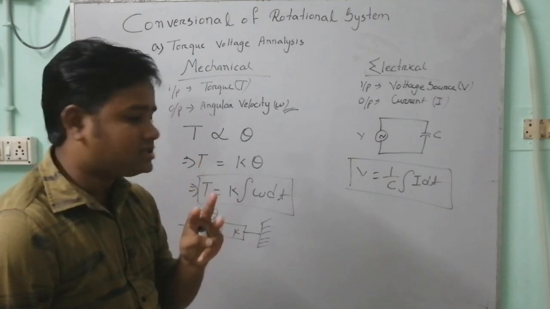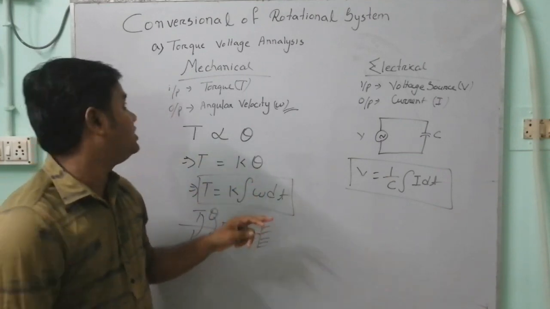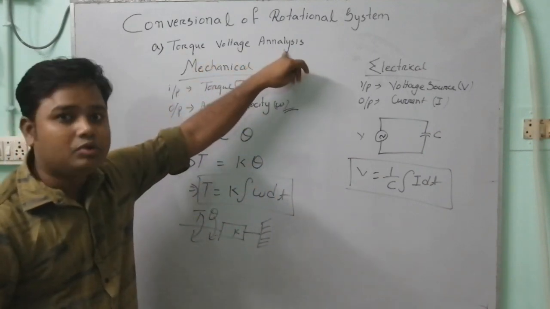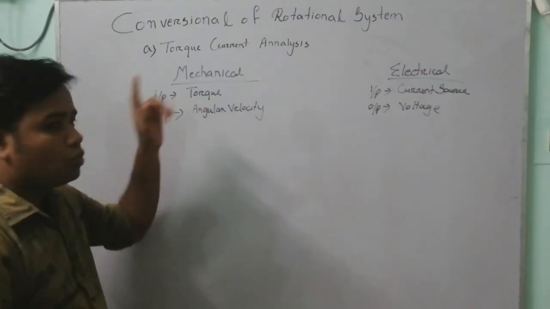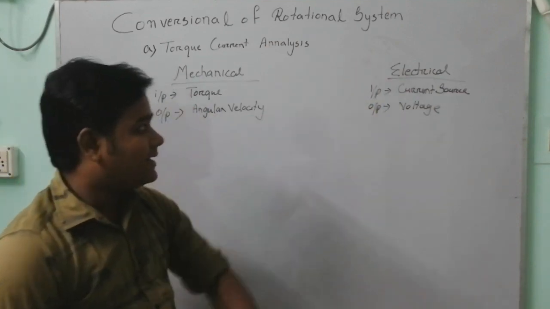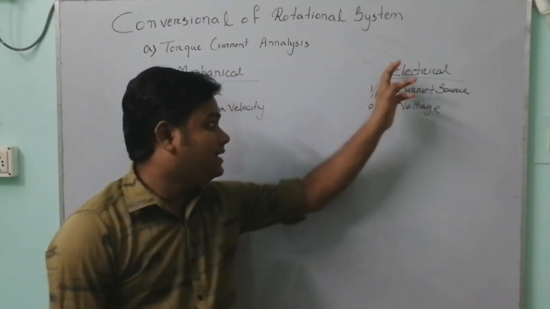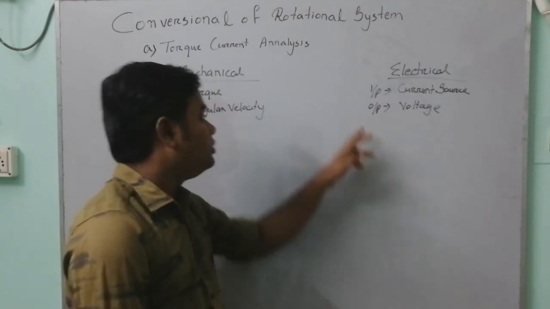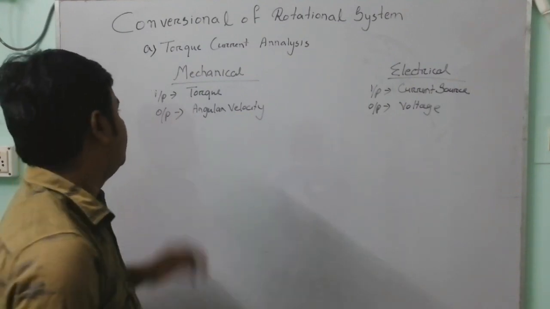We have studied three parts: one due to force, one due to spring constant, and one due to friction. Torque voltage analysis is finished, and next we will study the torque current analysis. In torque current analysis, the difference from torque voltage analysis on the electrical side is that there the input was the voltage source and the output was the current across the terminal, and here the input is the current source and the output is the voltage across the load side. So we will study the mechanical to electrical conversion for three types of torques.